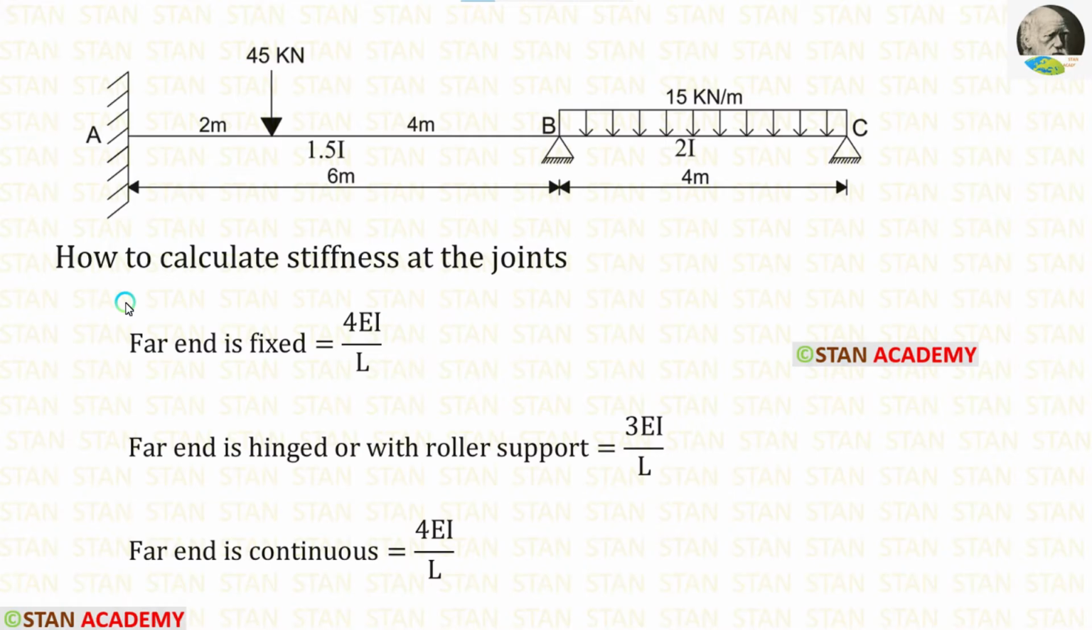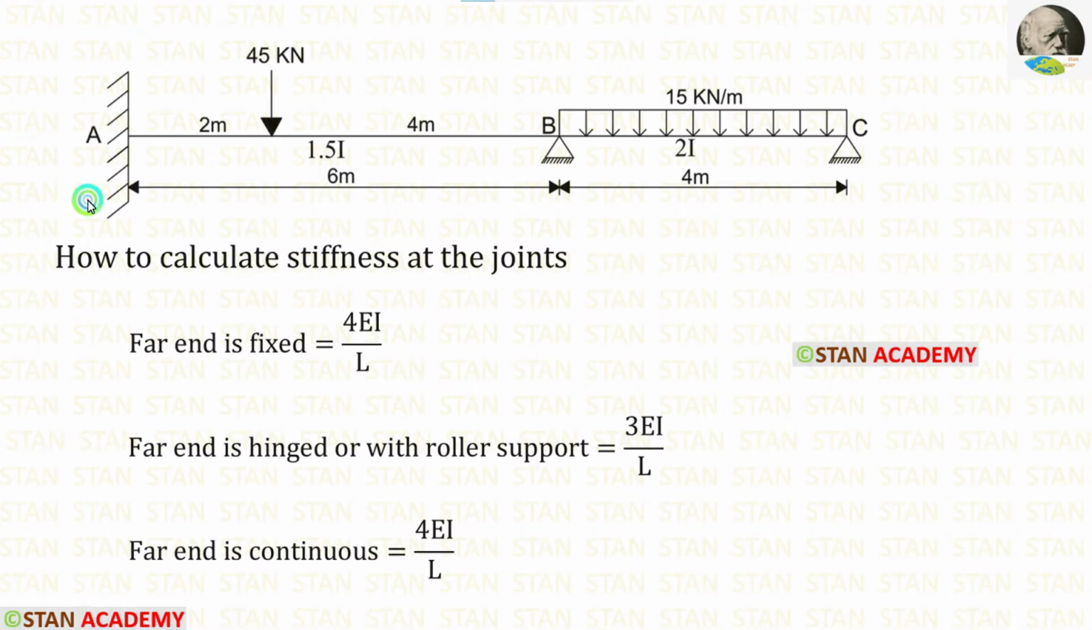In the moment distribution method, we have to calculate the distribution factor. We have to calculate the distribution factor only in the joints because in the ends we can easily say the distribution factor. In the fixed end, the distribution factor will be 0. In the roller or hinged supported ends, the distribution factor will be 1.